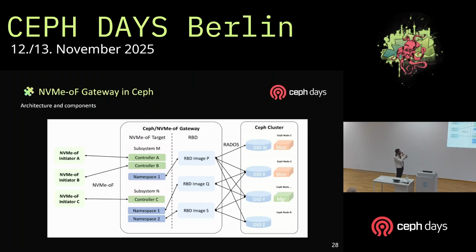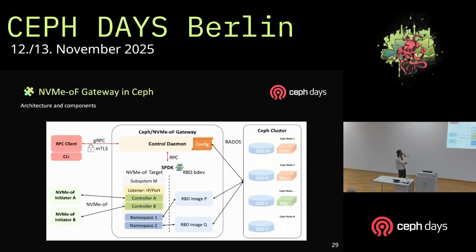So this is all of these components. When we club them and put them in a picture, this is how it will look. The NVMe-oF target has a subsystem, and for each client there is a controller and a namespace, and the namespace is mapped to an RBD image, which is called to the Ceph cluster.